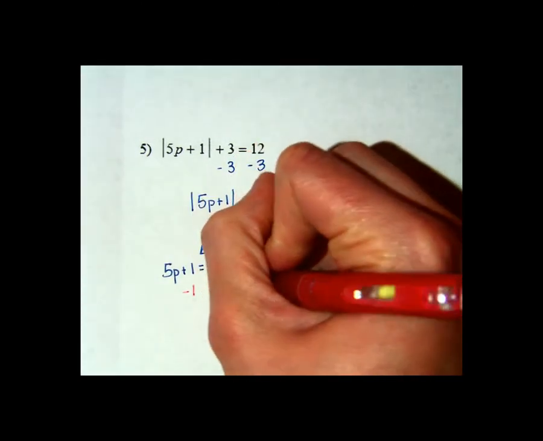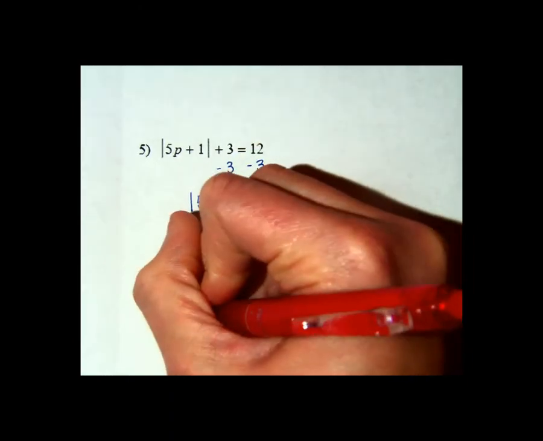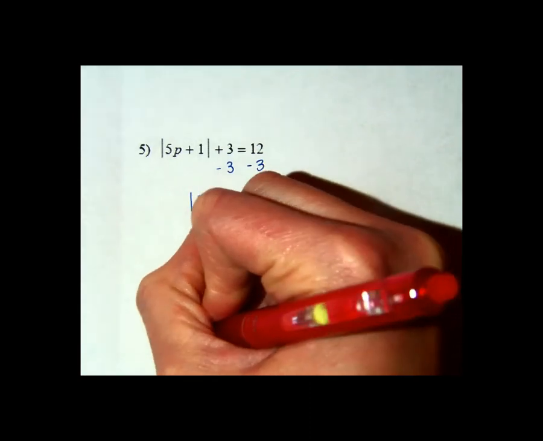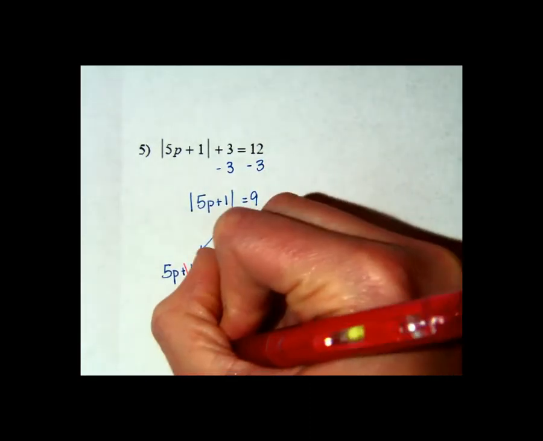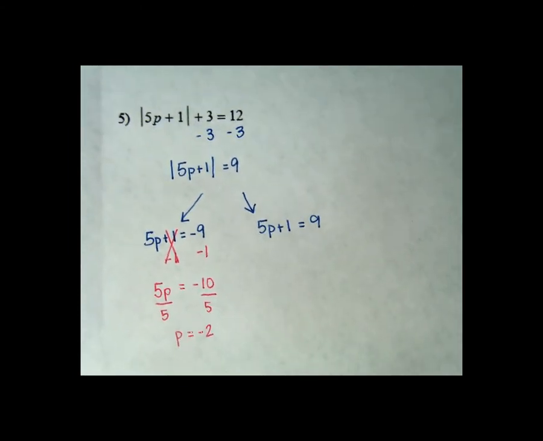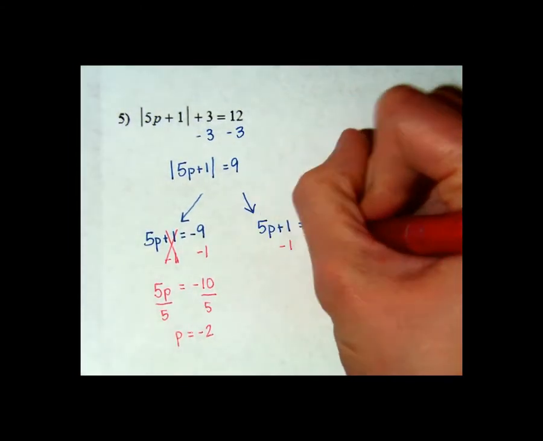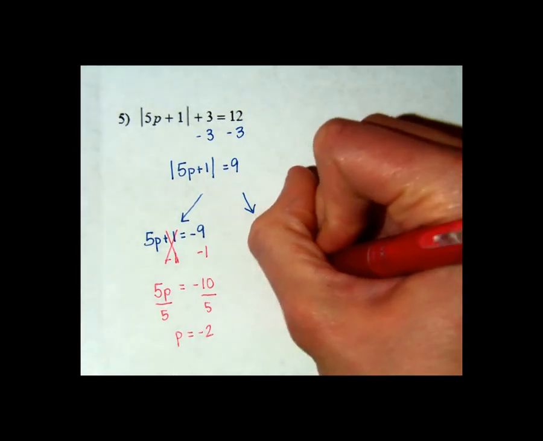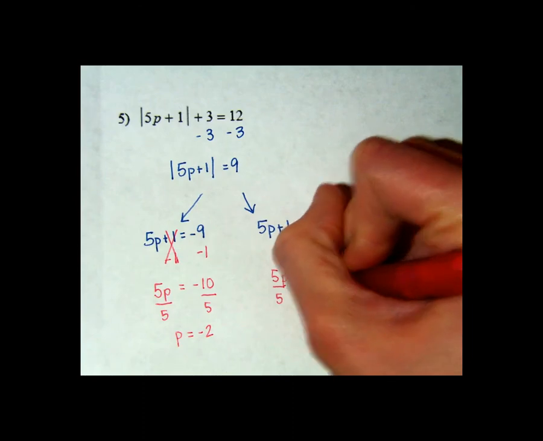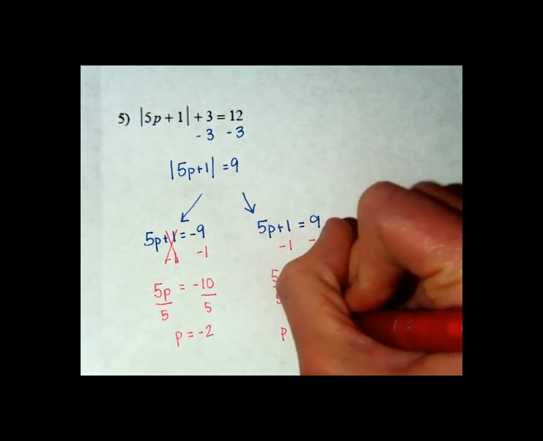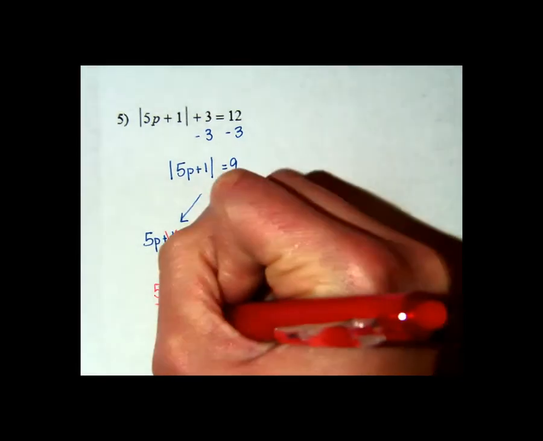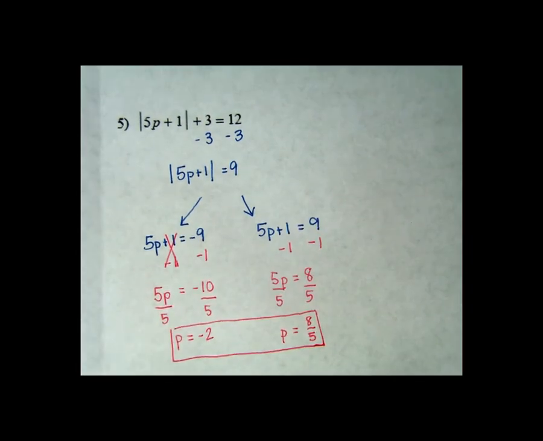Again, we're going to solve the equations. Subtract 1 because that's the opposite of plus 1. So 5p equals negative 10. Divide by 5. P equals negative 2. That is one of the answers. Again, subtract 1. 5p equals 8. Divide by 5. And p equals 8 over 5. Go ahead and leave it as that improper fraction. Fractions are okay. Leave it just like that.